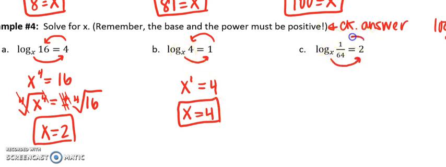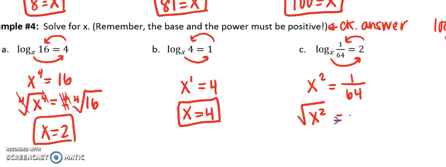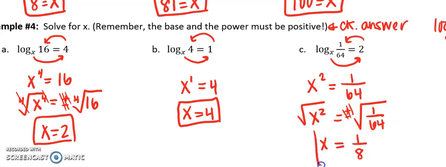Here, x to the second equals 1 over 64. How do you undo a square? You have to square root it. When you square root both sides, remember, I don't want a plus or minus because I want a positive number here. So if you write plus or minus, just cross it out. So then x equals the square root of 1, which is 1, over the square root of 64, which is 8. Just like that. That concludes today's notes.